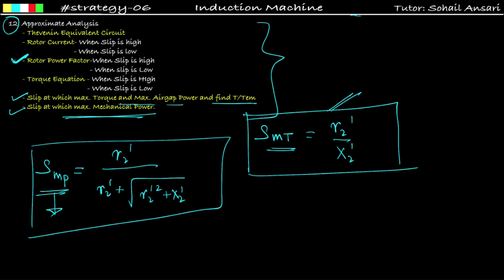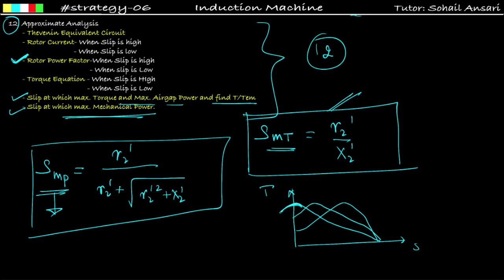After that you have to find the slip at which maximum torque and maximum air gap power occur, that is given as Smt, equal to R2 dash upon X2 dash, and slip at which maximum mechanical power occurs, that is Smp, equal to R2 dash by R2 dash plus under root of R2 dash square plus X2 dash square. And you have to keep in mind one more concept, that by increasing the rotor resistance we can make the starting torque equal to maximum torque. So if I have to run the motor such that it gives the maximum torque during starting, then we have to insert some external resistance in the rotor circuit in order to increase the starting torque. All these concepts you have to keep in mind, then only you will be able to solve the questions from the induction machine. So that is all about approximate analysis, and that is point number 12.